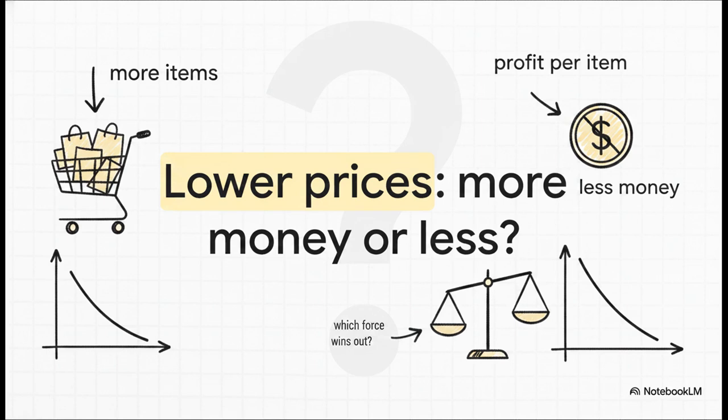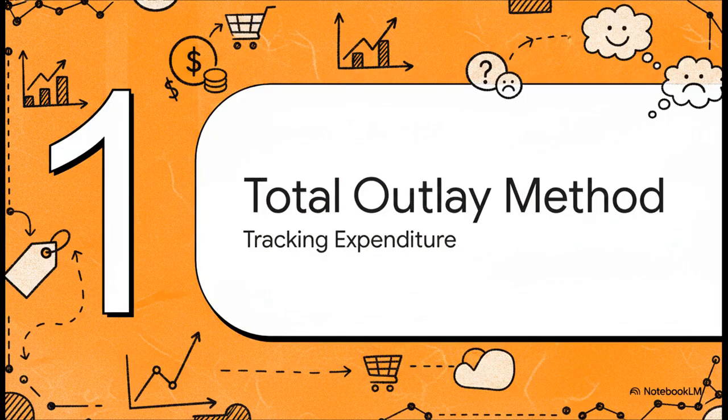So think about this super common, totally relatable dilemma. If a business lowers its prices, are they going to make more money or less money? Seems like a pretty simple question, right? Well, on one hand, a lower price means less profit per item. But on the other hand, cheaper stuff usually means more people buy it. So which force actually wins out? The answer completely depends on elasticity. To figure out the real financial impact of a price change, we absolutely need a solid way to measure that elasticity. Which brings us to Section 1, the total outlay method.